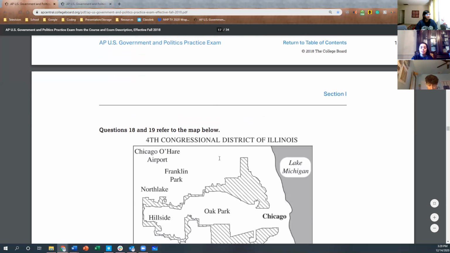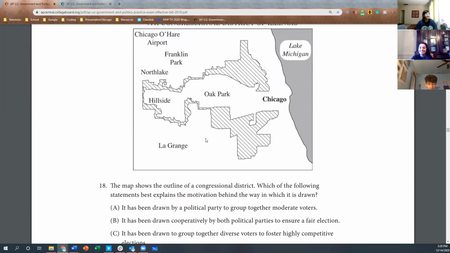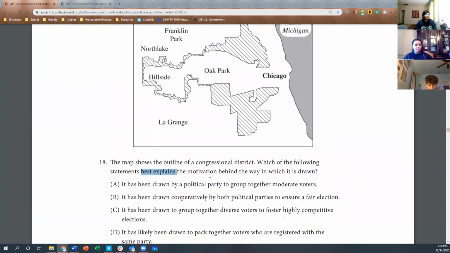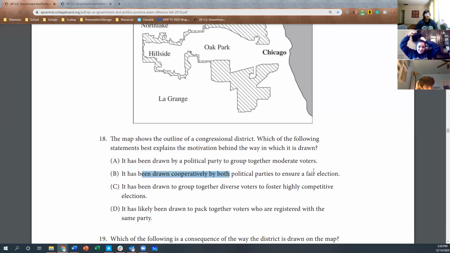Okay. Oh, I remember this. Good old gerrymandering. Yes, gerrymandering, the salamander. Albert Jerry. Okay. Which of the following statements best explains the motivation behind the way it's drawn? To group together. No, when you're gerrymandering, you're not going to group together. Yeah, that doesn't make sense. Cooperate. No, this is too positive.